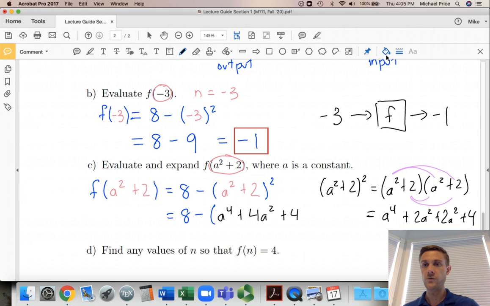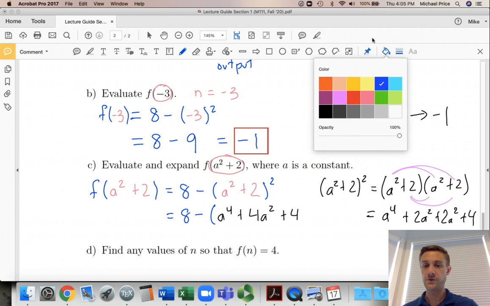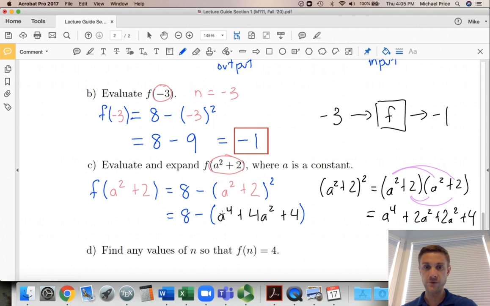And so the main thing I think at that point that could be missed is that we are subtracting everything here. So we're subtracting this entire expanded expression, which means parentheses are a must, because now we're going to be subtracting each of those terms.